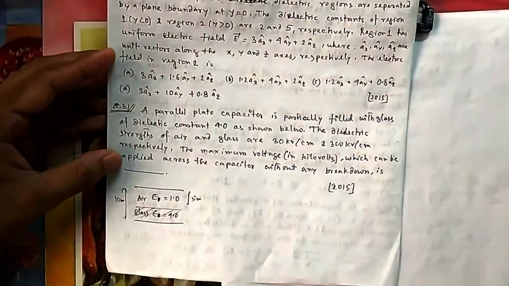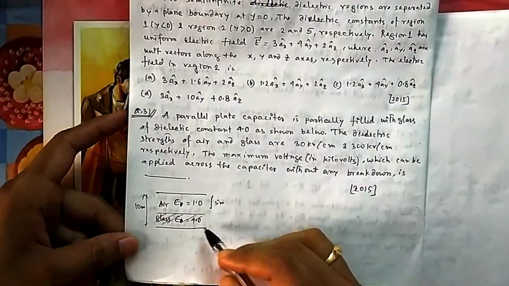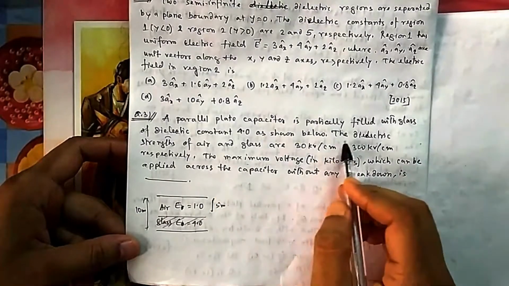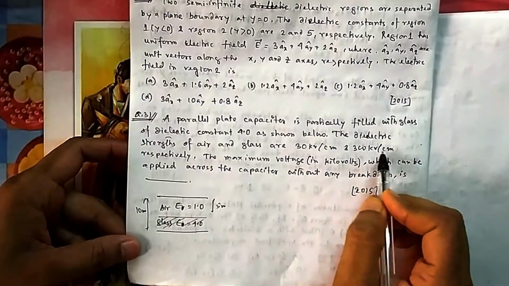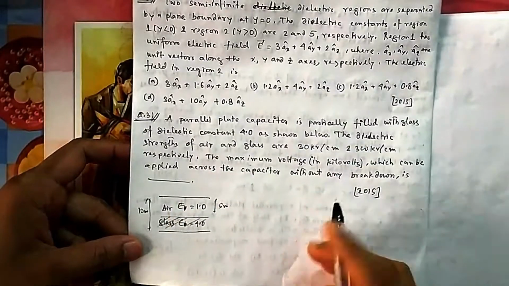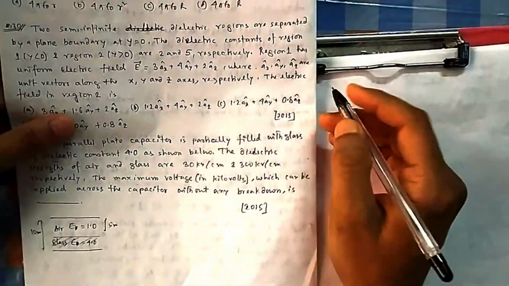Okay, so if you come to question number 31, what they are asking: the parallel plate capacitor is partially filled with glass of dielectric constant 4 as shown in the figure. The dielectric strengths of air and glass are given as 30 kV per centimeter and 300 kV per centimeter respectively. Find the maximum voltage in kilovolts which can be applied across the capacitor without any breakdown. So this type of question is quite common. You are seeing that lots of questions are there, so you should be able to solve it.